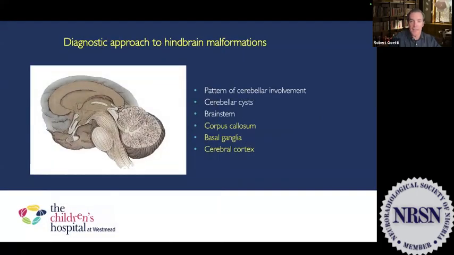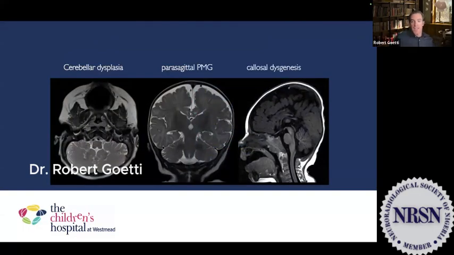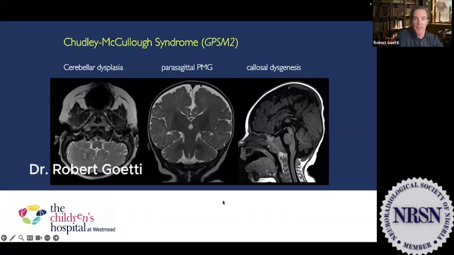Finally, we've looked at the cerebellar cysts, we've looked at the brainstem. Now we want to look at supratentorial abnormalities that are associated with our brainstem dysplasia. And sometimes just identifying the different abnormalities together will give you a diagnosis. So for example, in this case, we have a cerebellar dysplasia, and you can see on the axial images, the normal folial pattern of the cerebellum is disrupted. So we don't have these typical onion ring appearances that we usually have. We have parasagittal polymicrogyria, and we have callosal dysgenesis. And the combination of these three features is quite characteristic for Chudley-McCullough syndrome.